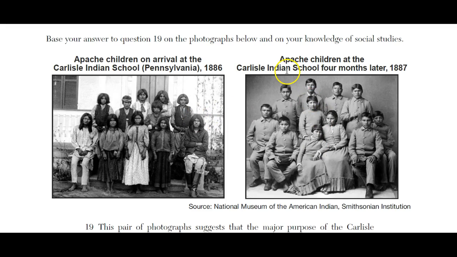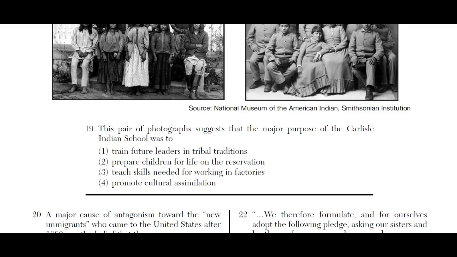Now, what is the point here? Well, the Carlisle Indian School was set up basically to turn Native American kids into white kids. They weren't permitted to use their native Apache language or dress tribal style. All of the customs and family customs and rituals, they weren't allowed to do. They had to follow white ways and be assimilated into white society. The pair of photographs suggest that the major purpose of the Carlisle Indian School was to do what? Promote cultural assimilation: get them to drop their Indian culture and adopt white man's culture.